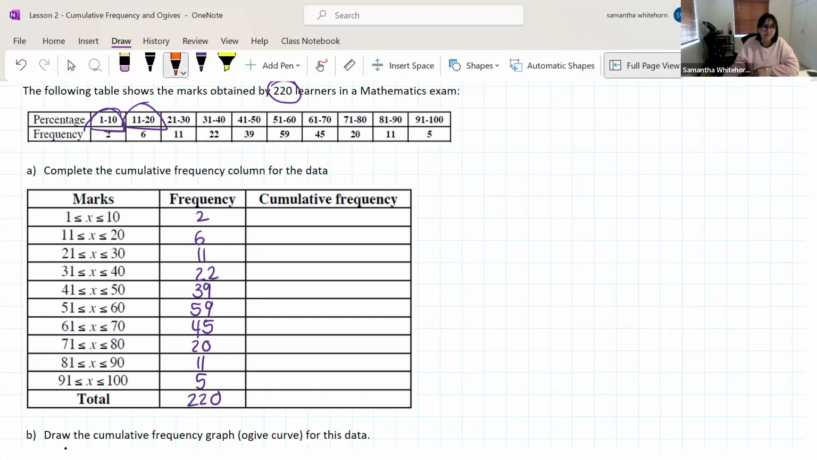Sorry, ma'am, so with the table above, are they always going to give that to us? Or is there going to be a time where we must figure out the frequency by ourselves?